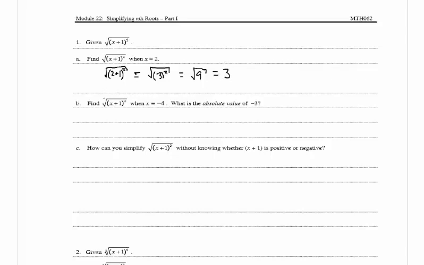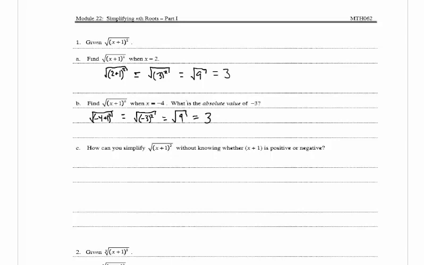In part B, it says find the square root of (x plus 1) squared when x is equal to negative 4. So we're going to plug in negative 4 for x, so we have the square root of (negative 4 plus 1) squared, which is equal to the square root of negative 3 squared, and that is equal to the square root of 9, which is equal to 3.